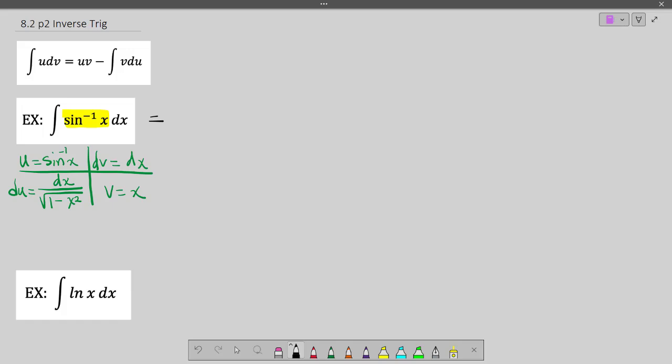So now we do uv, and uv again is this main diagonal there. So that's going to be x inverse sine of x. So there's uv minus the integral of v du. v du is the bottom row. So v du is down here. Our v du is the bottom row. So that's going to be x multiplied by this expression here. So that's going to give us x divided by the square root of 1 minus x squared, all times dx.